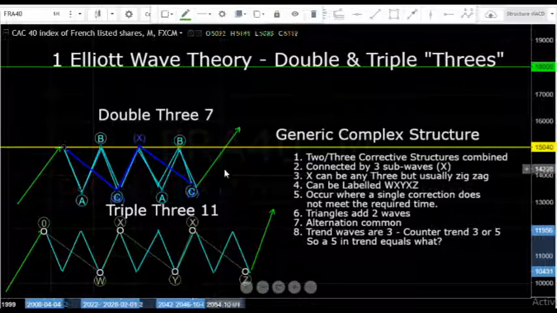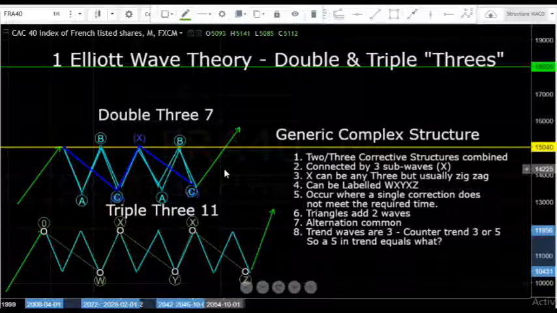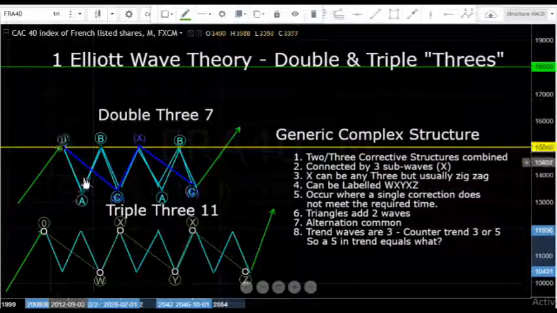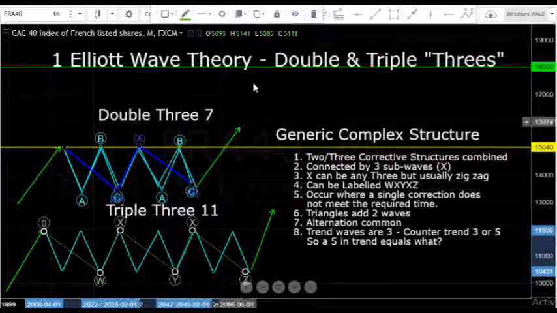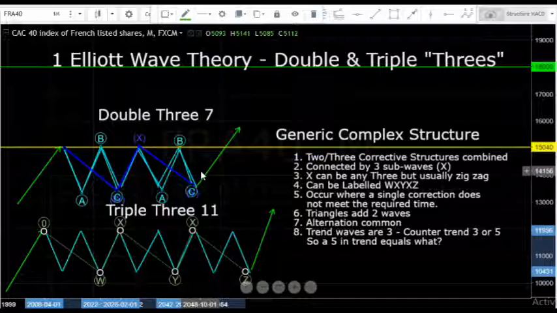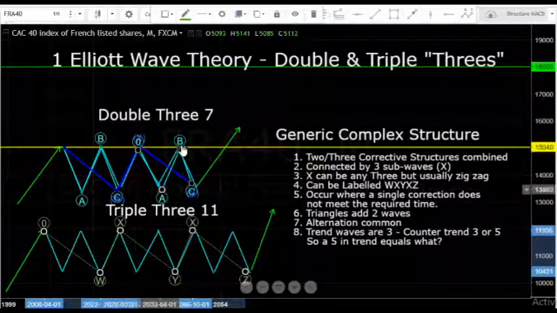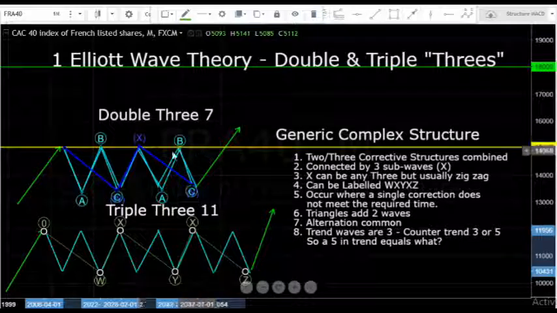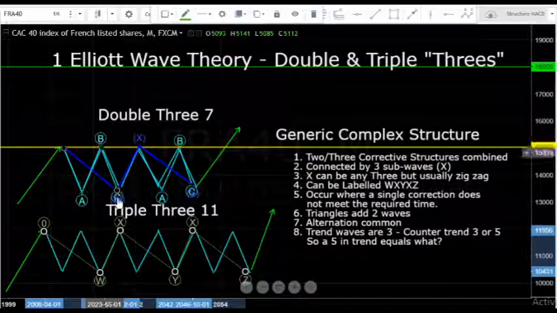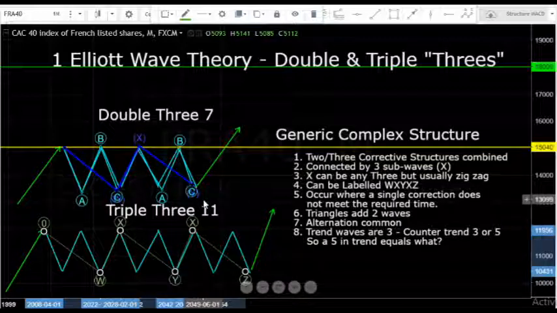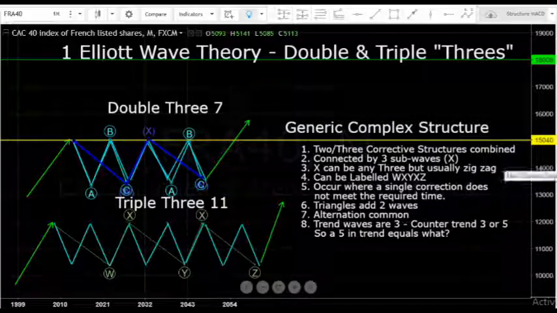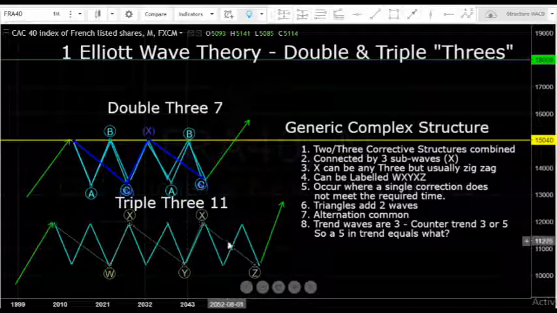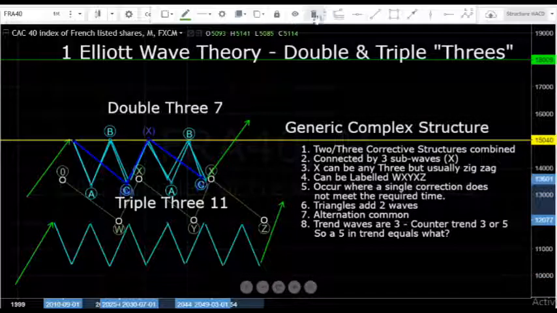Elliott called these horizontal complex structures, or horizontal corrective structures. And the main reason for them is that where we need more time before price either moves on or moves down, we have a ranging structure. So this is a ranging structure where price ranges between there and there. And then when price is ready to move, we get our next impulse. Okay, so let's just look at these final 2 points before we move on to our next slide.